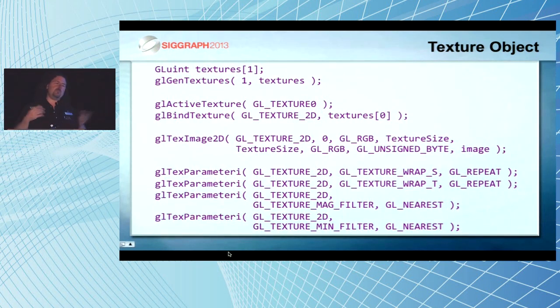You can clamp to a border, clamp to an edge, but this controls what happens if your texture coordinate is outside. Yes, you could hard code this into your shader by doing modulo operations and whatnot. It turns out that there's hardware that's been around for a very long time that's very fast in doing that. It's much better to do it here.